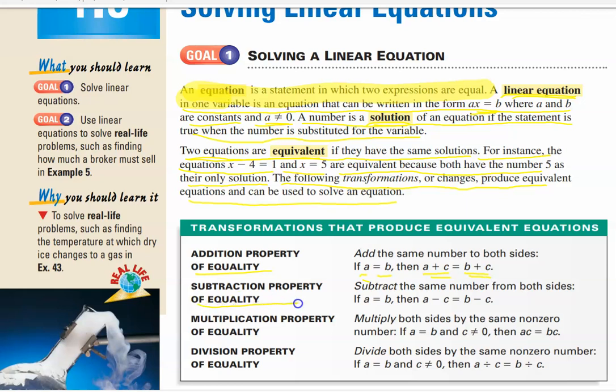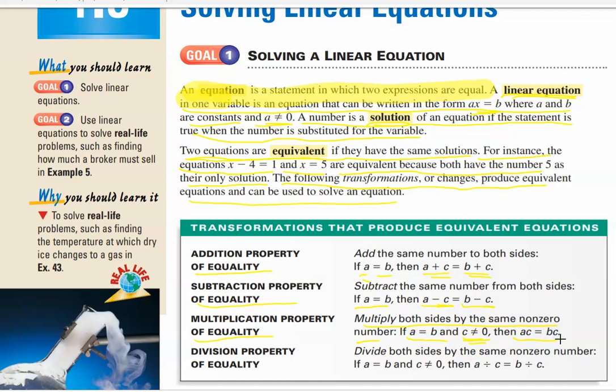The subtraction property of equality. You can subtract the same number from both sides, and it will still be true. So if a equals b, then I can say a subtract c equals b subtract c. They both have subtraction of c on both sides, making the equations still equal to each other. And there's a multiplication property of equality. Basically, you can multiply both sides by the same non-zero number. Non-zero being a number that's not 0. If a equals b and c is not equal to 0, then a times c equals b times c. Always. So that's always true.